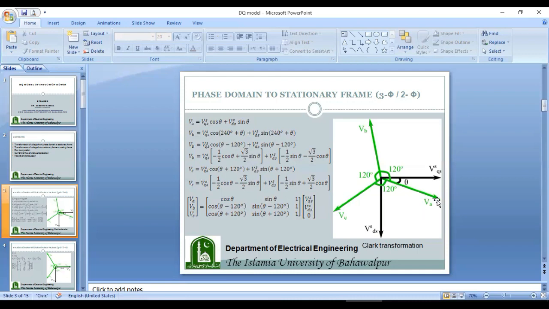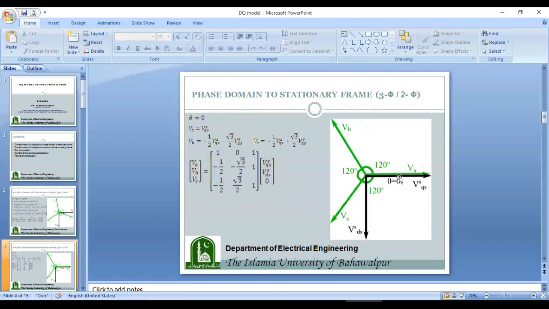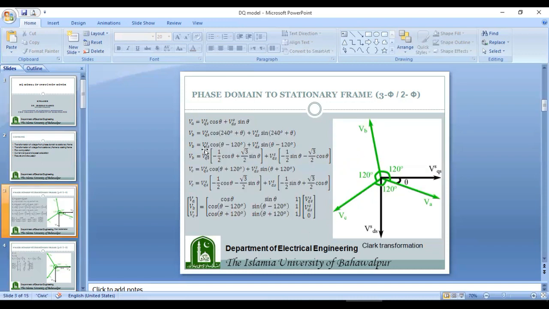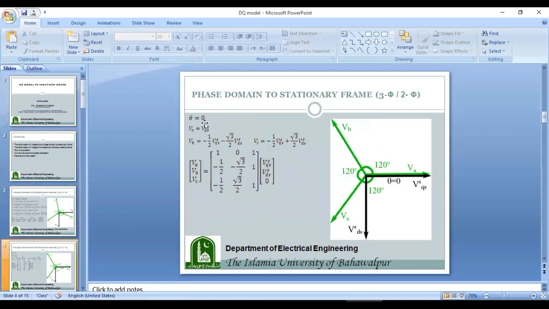And in that case, VA will be lying over VQSS, and these vectors will also be angularly displaced in the anti-clockwise direction slightly. So this will be the new orientation of all the vectors, and VA will be equal to VQSS, and this is VB, and this is VC. And in this equation, if I substitute theta equal to 0, VA will be equal to VQSS. Similarly, these expressions will also become simpler, VB and VC, and this matrix will also become simpler, and these are the new formulations if we assume theta equal to 0.